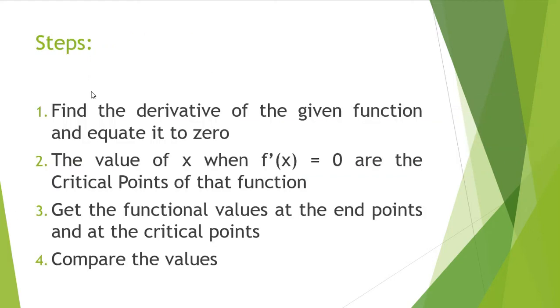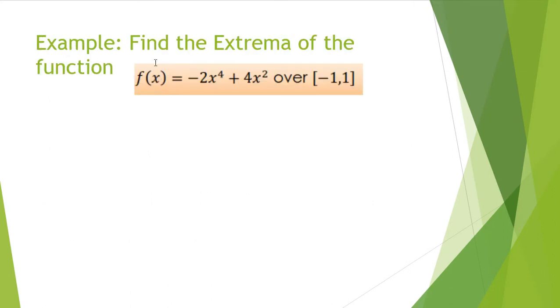So there are 4 steps in evaluating a function by EVT. First, find the derivative of the given function and equate it to 0. The values of c when f prime of x is equal to 0 are called the critical points of the function. And then number 3, get the functional values at the endpoints and at the critical points. Number 4, compare the values. We have an example here. Find the extrema or the extreme values maximum and minimum of the function f of x is equal to negative 2x to the fourth plus 4x squared over a closed interval negative 1, 1.